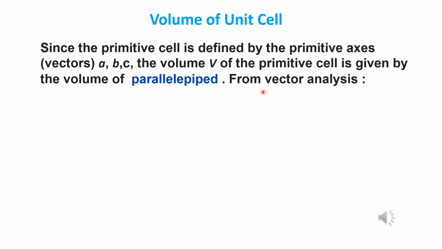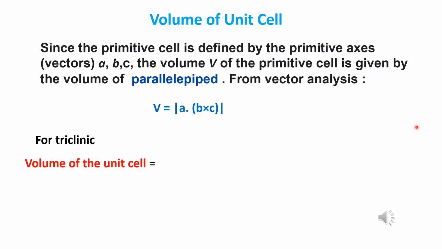And the volume of the unit cell we can find using vector analysis. The primitive cell is usually the volume of a parallelepiped, and from vector analysis we know that the volume of a parallelepiped is the scalar triple product of the 3 primitive vectors, a dot b cross c. We will discuss this in this video for the triclinic case because it is the least symmetric, and if we get the volume for the triclinic case, then we can get it for the other cases also.